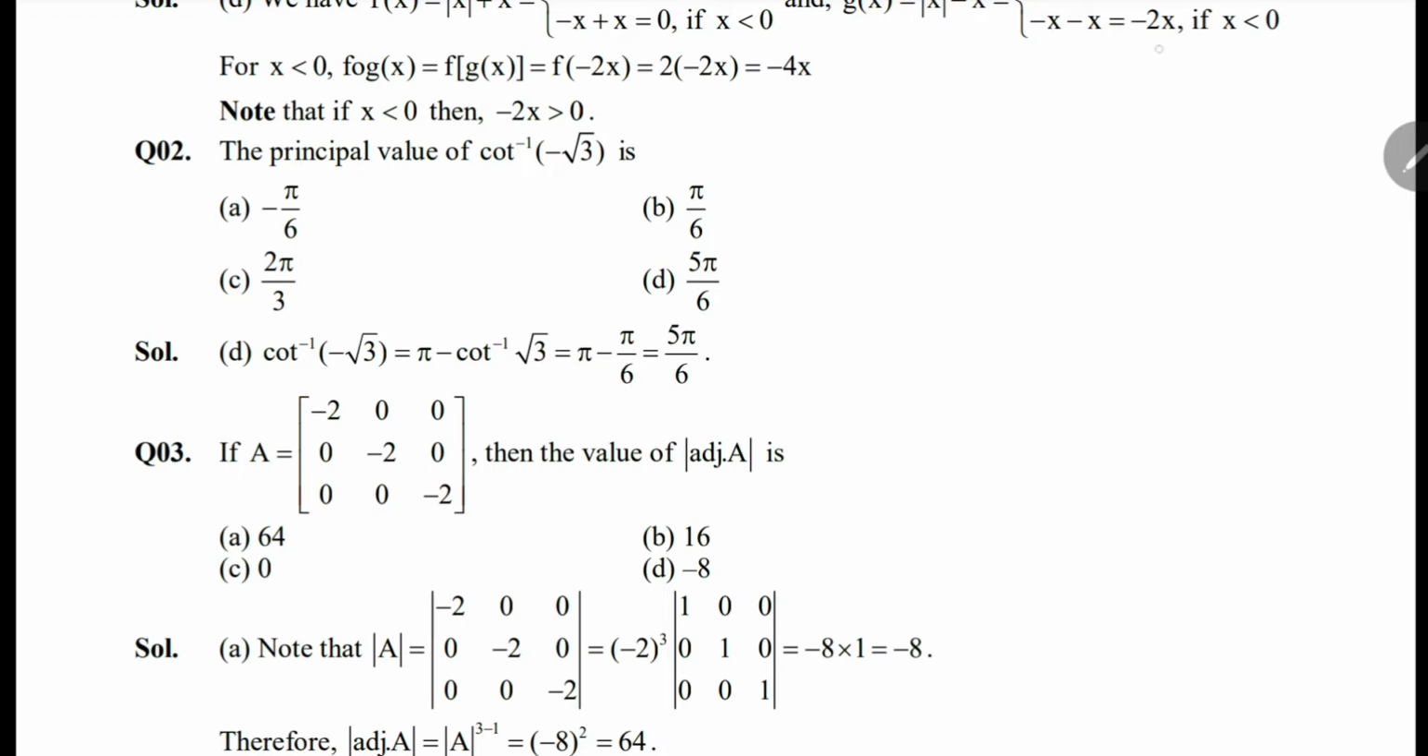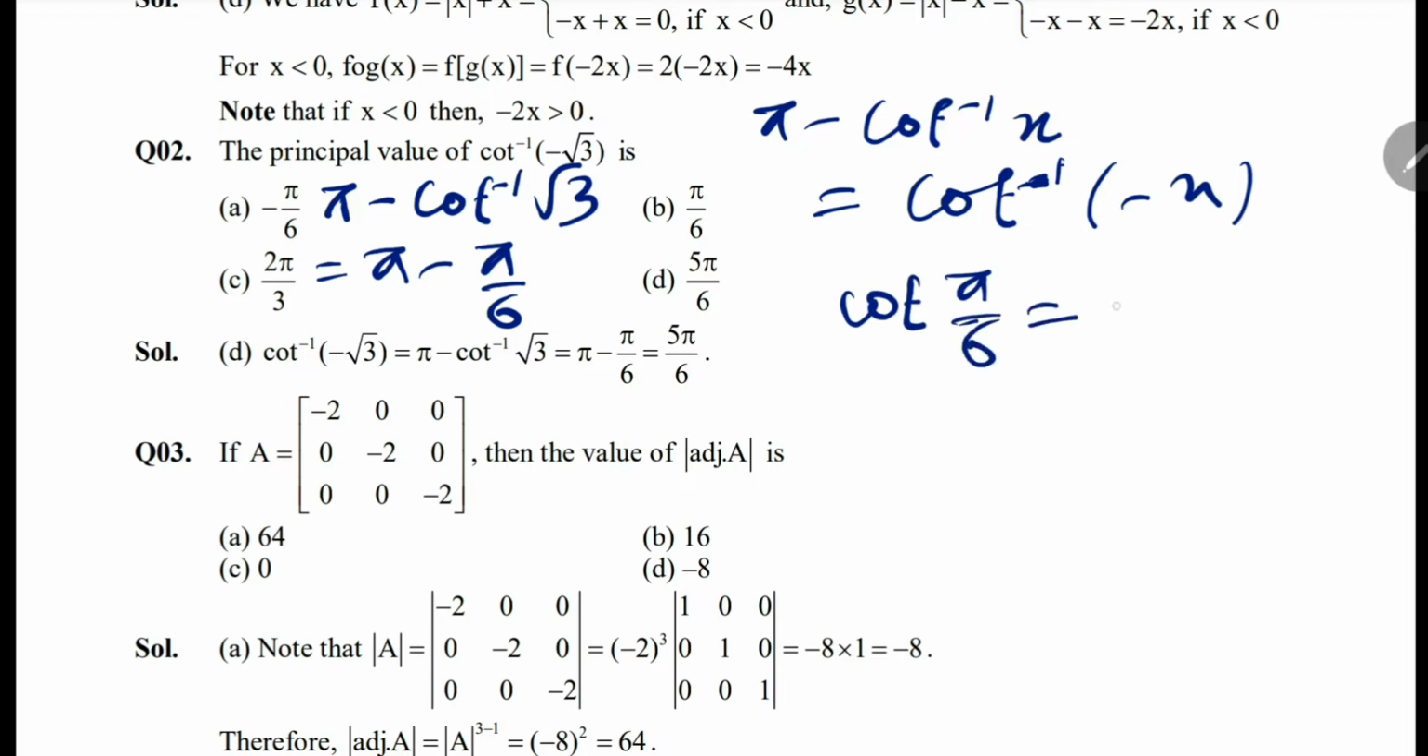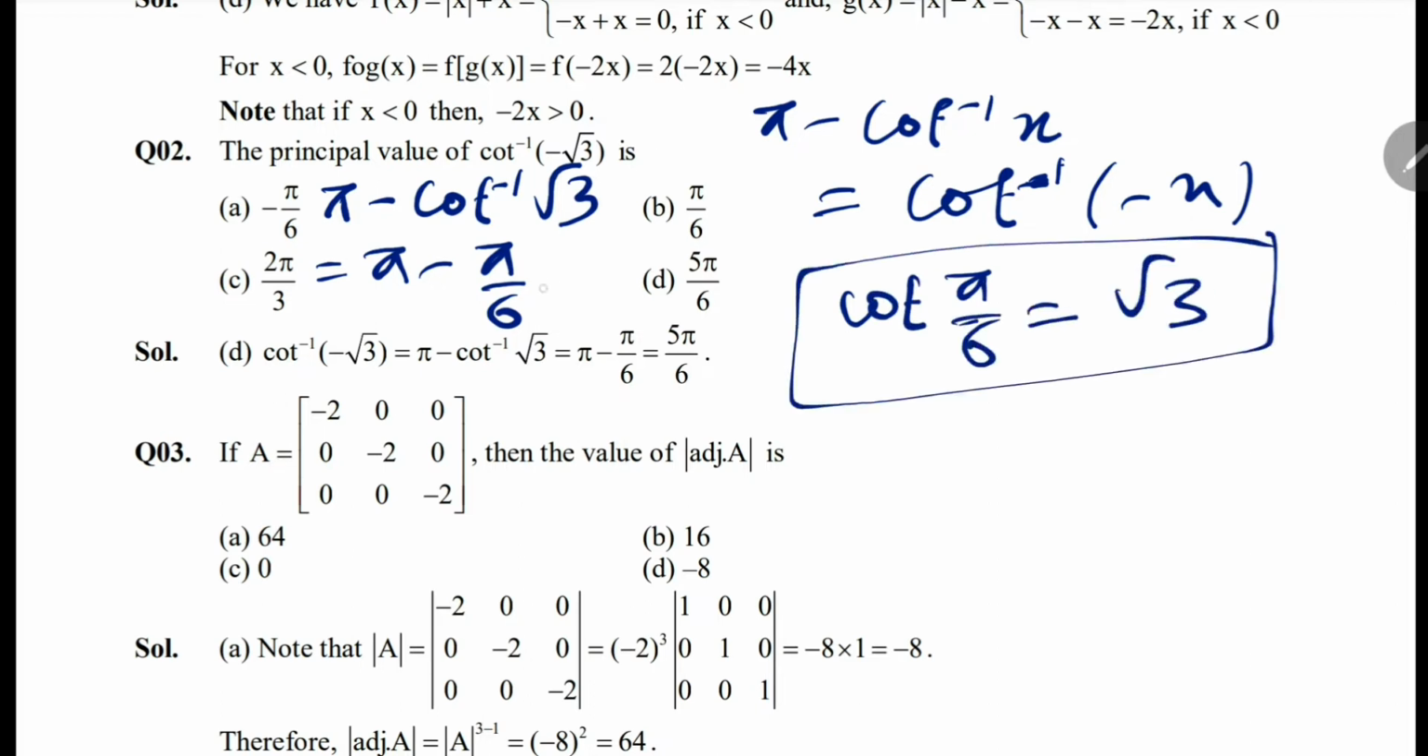It says we have to obtain the principal value of cot inverse minus root 3. Recall that cot inverse minus root 3 can be written as pi minus cot inverse root 3. I am using this formula that pi minus cot inverse of x is the same as cot inverse of minus x. Okay, so it will be pi minus pi by 6. Why? Because cotangent pi by 6 is root 3. Fine. So it is pi minus pi by 6, which on simplification will give me 5 pi by 6. Therefore option D will be the correct option for this problem.